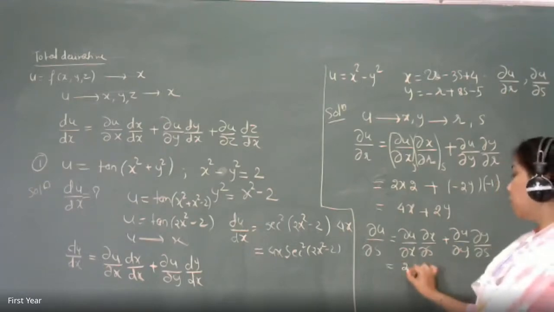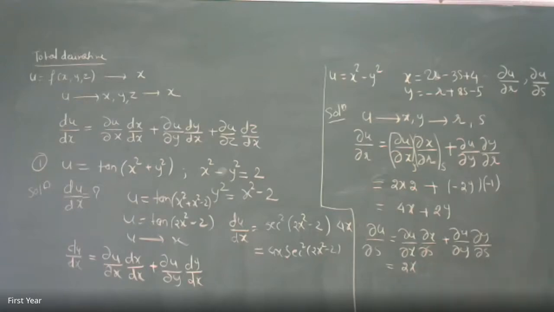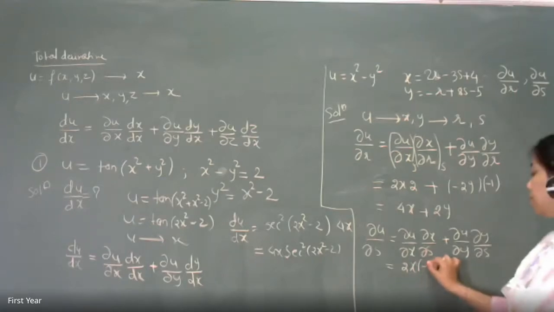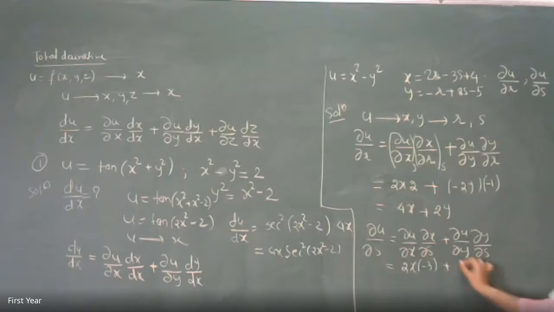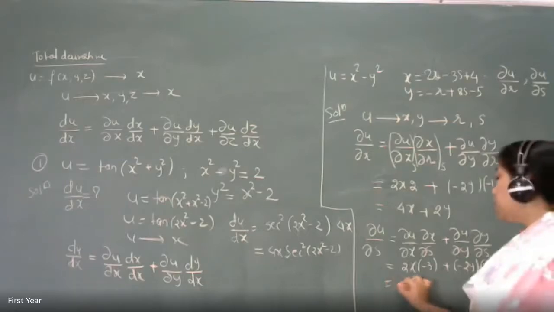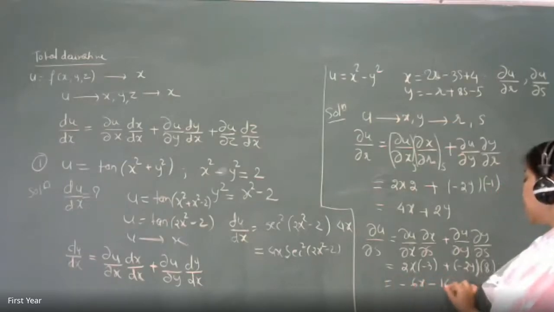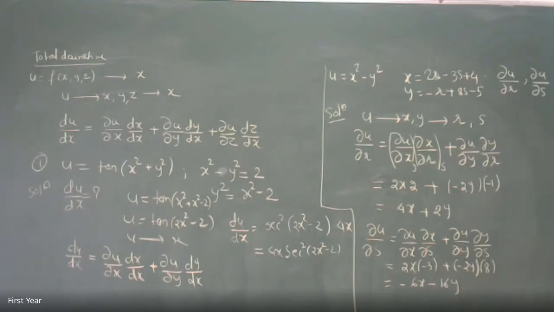u with respect to x is 2x, x with respect to s is minus 3, plus u with respect to y is minus 2y, and y with respect to s is 8. So your answer is minus 6x minus 16y. Is that clear? So such type of questions will definitely be there. Okay? Minus 6x minus 16y.